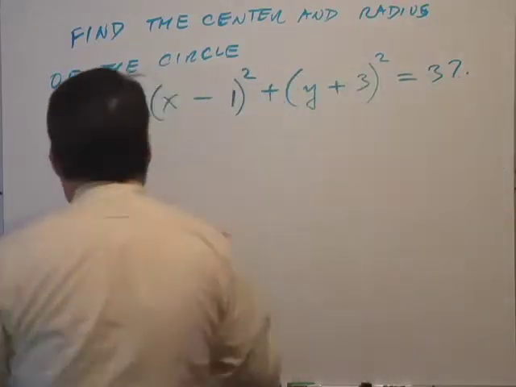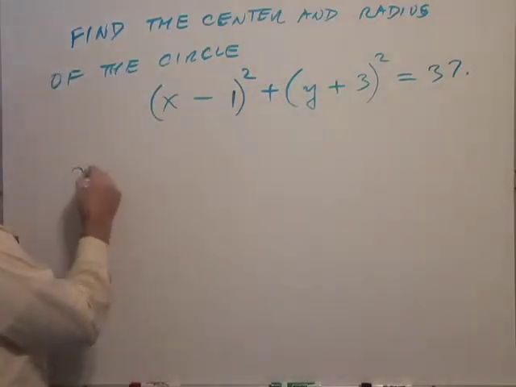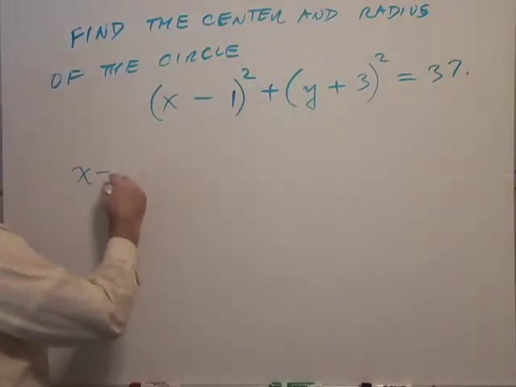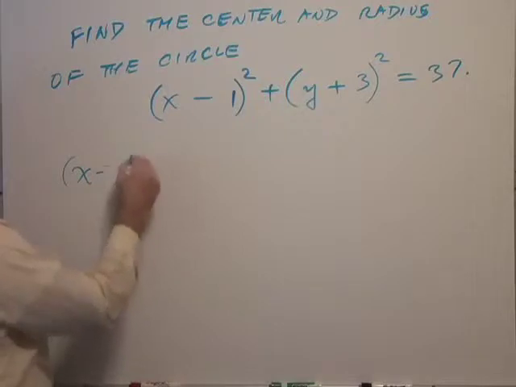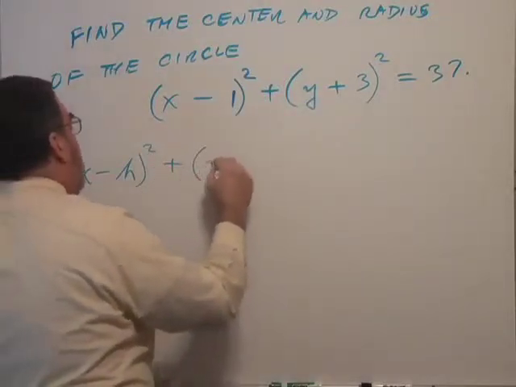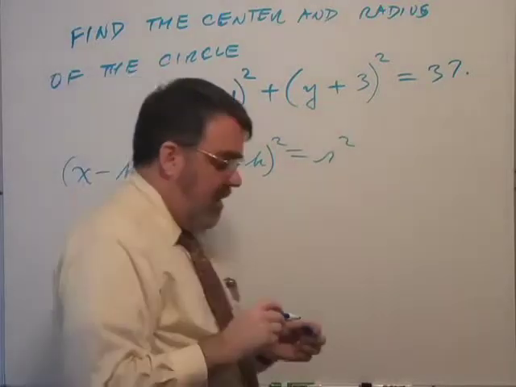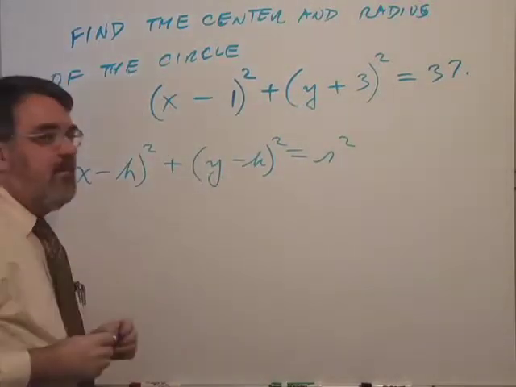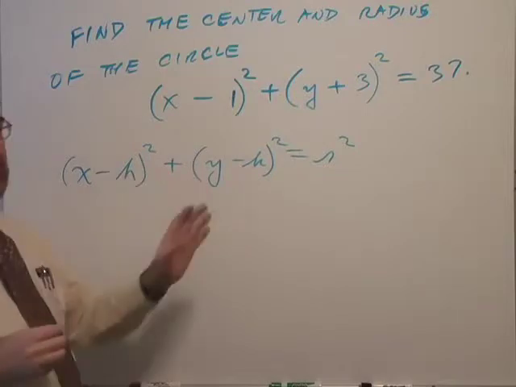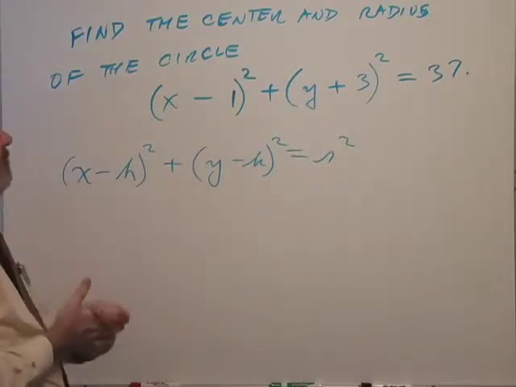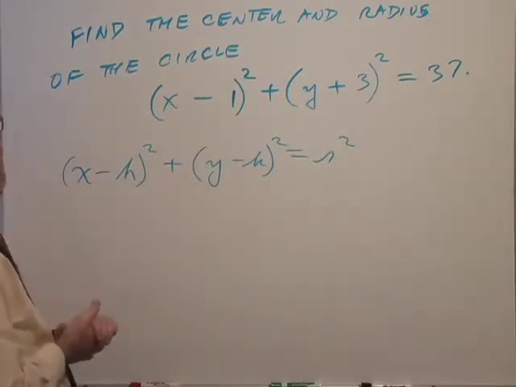All right, now recall that we developed this equation, (x - h)² + (y - k)² = radius squared. And the value of this is that it's the equation of a circle written in a very convenient format.